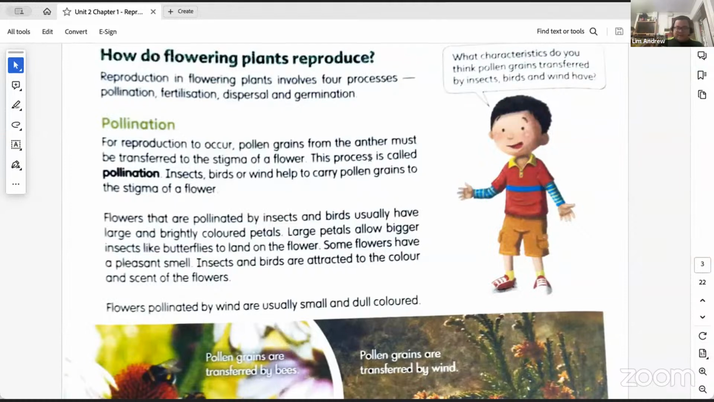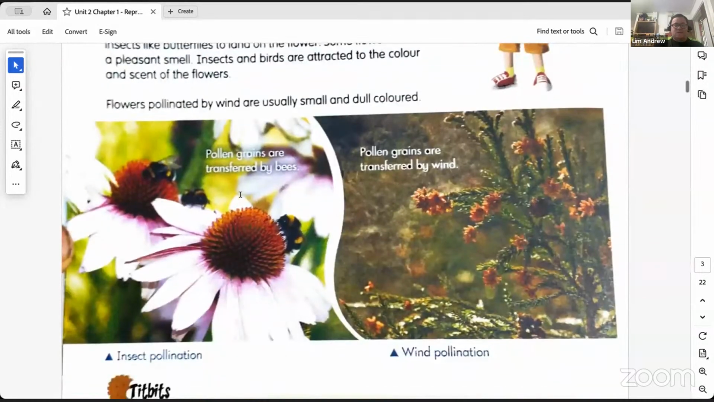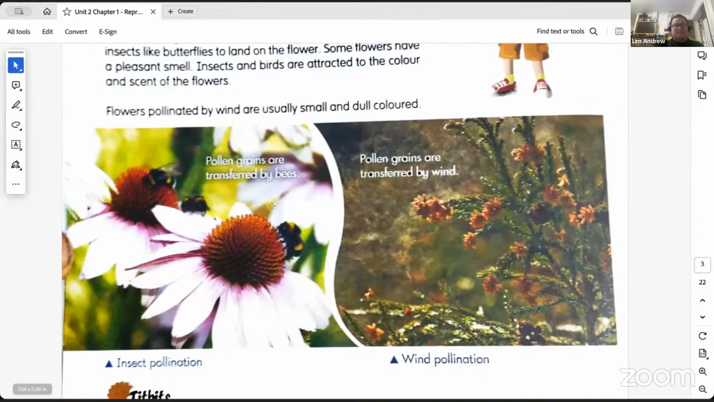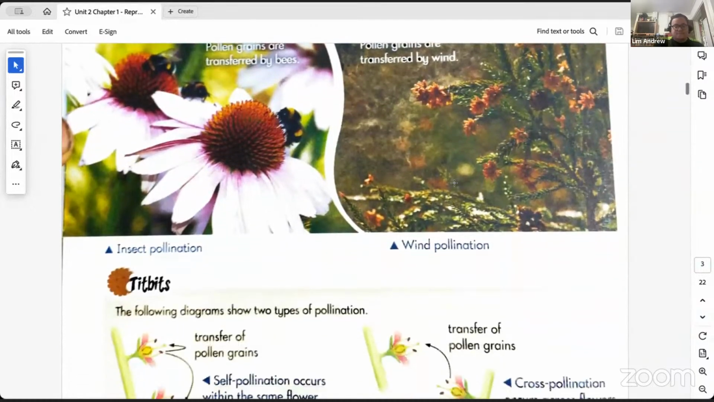Whereas for those flowers that don't need animal help, that need the wind's help, they are very small and dull in color, because they don't need any animal help, so they don't attract any animal. All they need is the natural wind to come and blow, and it will carry the pollen away. So look at these two pictures here. We have one that needs animal help, bright in color and very big, and another flower that needs just the wind, so it's very small and dull.